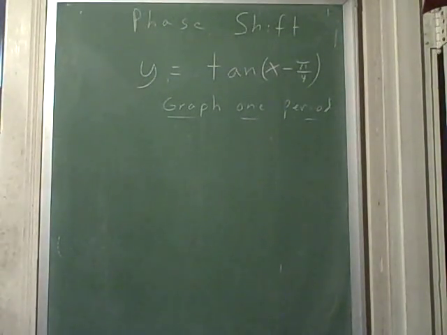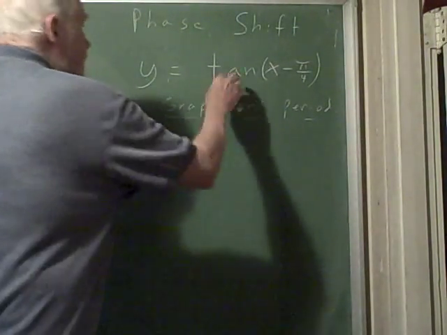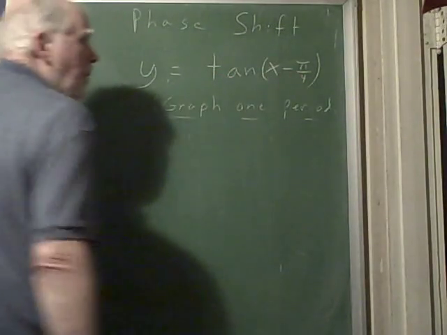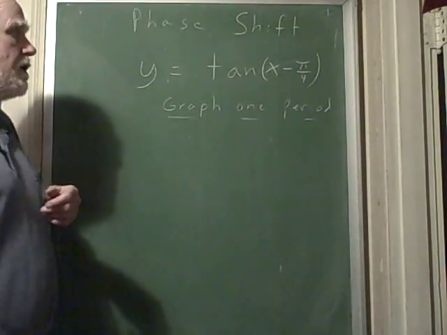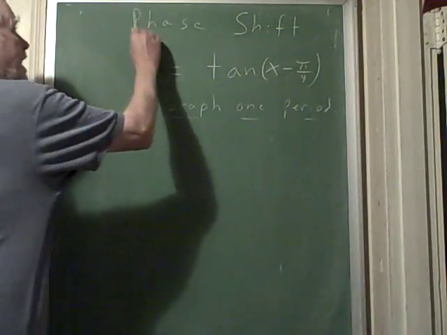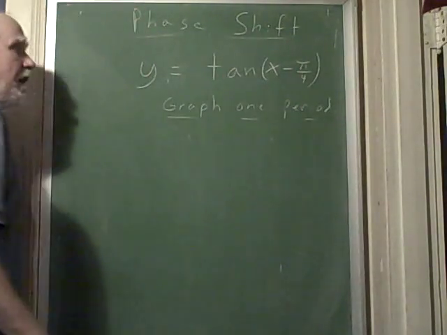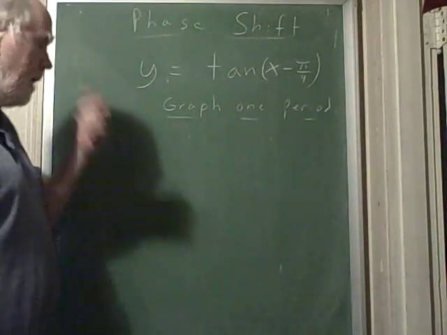We're going to do y equals tangent of x minus pi over 4, and this is a horizontal shift. They call it a phase shift in trigonometry when you're graphing trig functions, and we're going to graph one period.